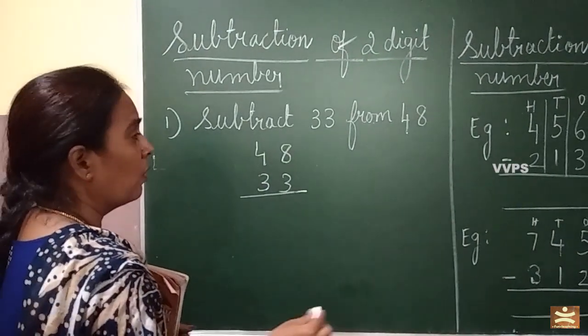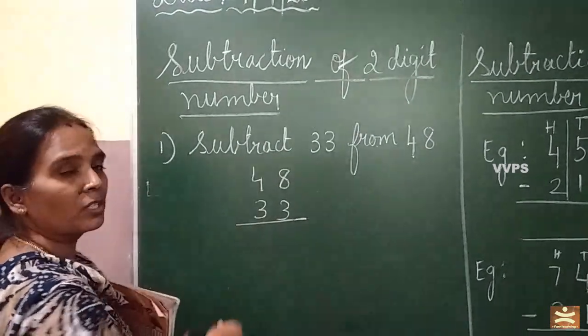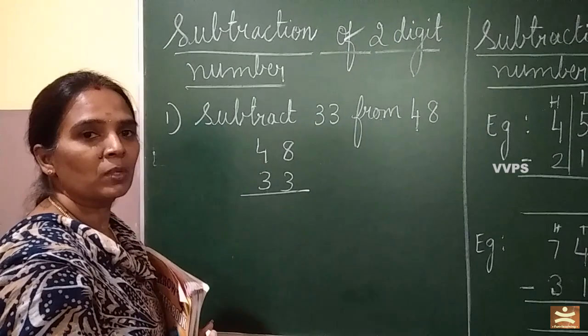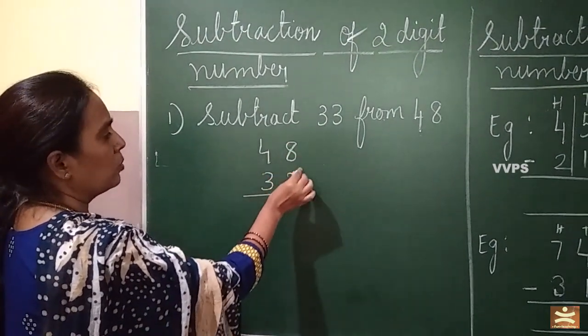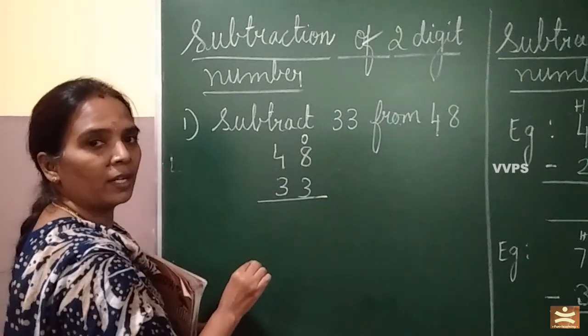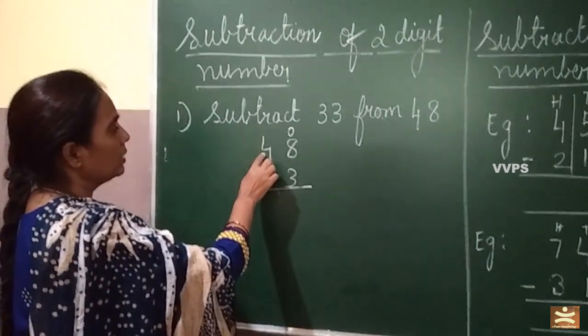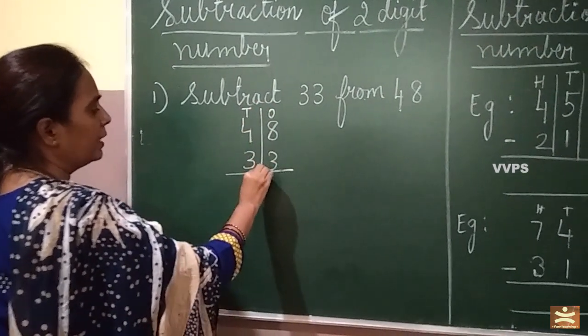Okay children, while doing addition also I told you, when you get a 2-digit number, first thing you have to do, can you remember, children, I explained, first you have to write the place value. So this is ones place, you have to write it, and this side is the tens place, so write it and draw a line in the middle.